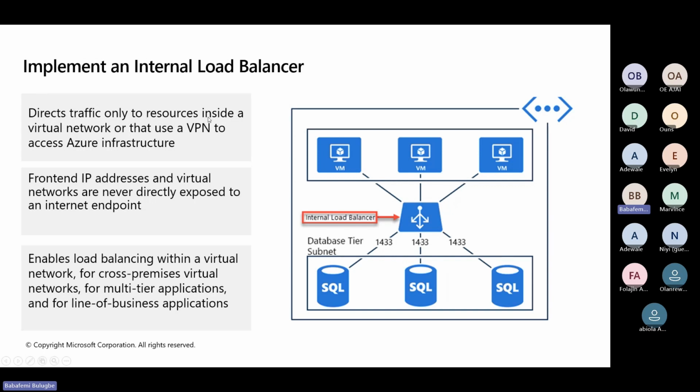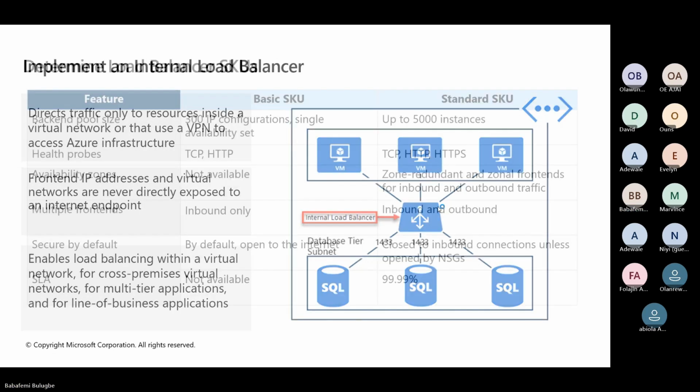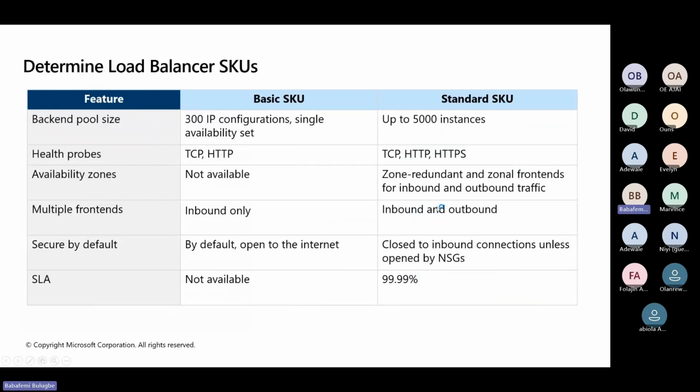So it directs traffic only to resources within your virtual network, or the ones you connect with a VPN. So it doesn't work with the internet. And that's why we call it the internal load balancer. So these are different features.